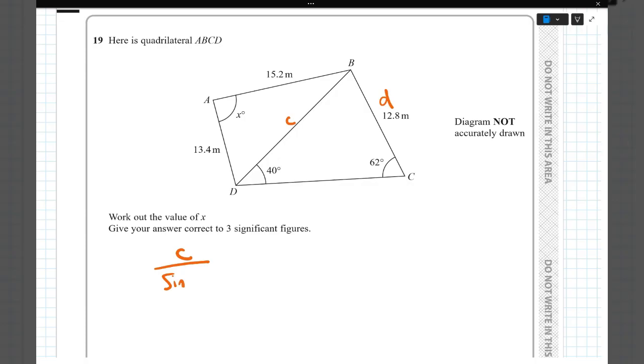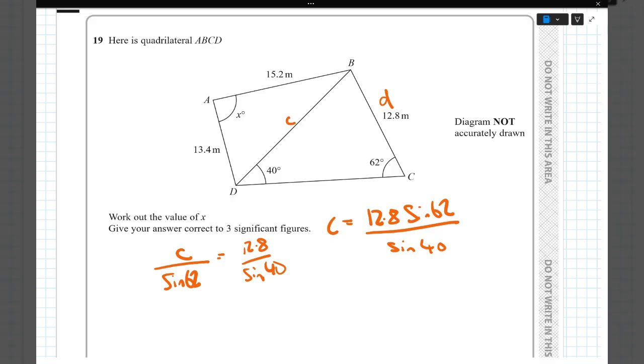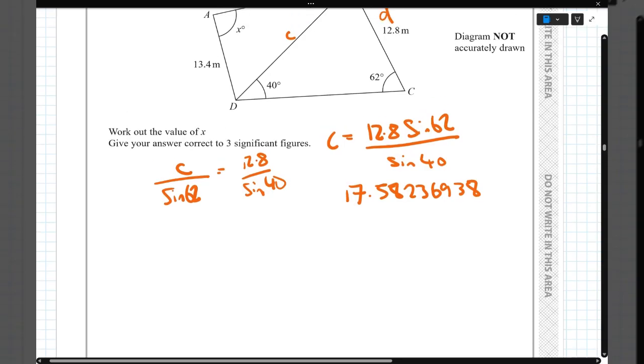So c over sin 62 is equal to 12.8 over sin 40. So c will equal 12.8 sin 62, because we multiply throughout by sin 62 to get it off the denominator of c, and that's all over sin 40. So 12.8 sin 62, I've just put sin 60, so that's rubbish. Good, and then divide it by sin 40, and I've got 17.58236938. Now, I like to write that in long form so that I can be accurate.